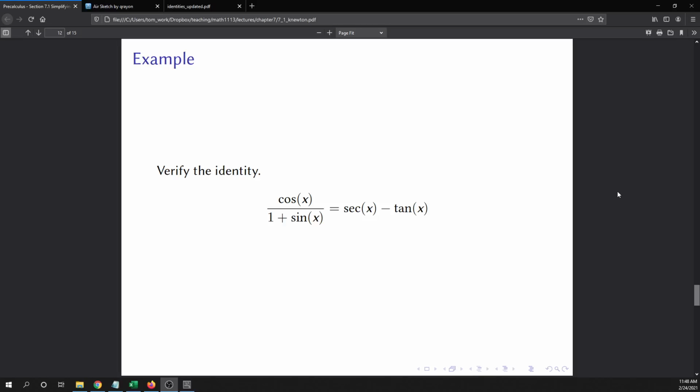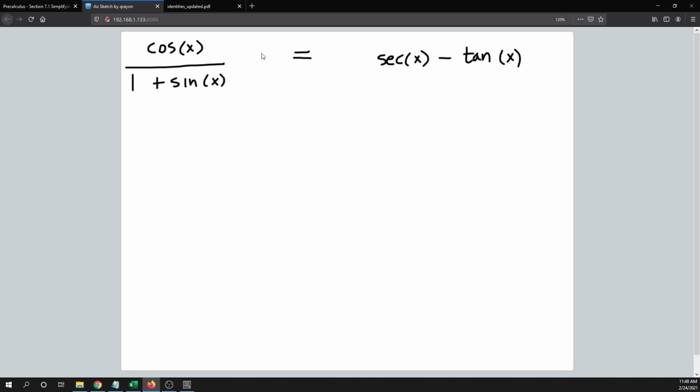All right, in this video, we're going to work through the following example where we verify the identity. The identity is cosine divided by the quantity 1 plus sine x equals secant x minus tangent x. Okay, so generally speaking, you want to start over on the more complicated side. That's probably this side over here, cosine x over 1 plus sine x.